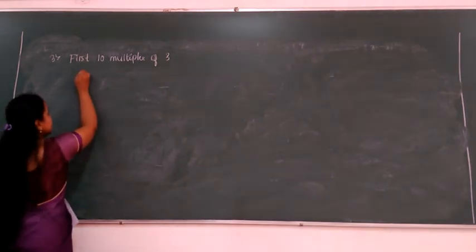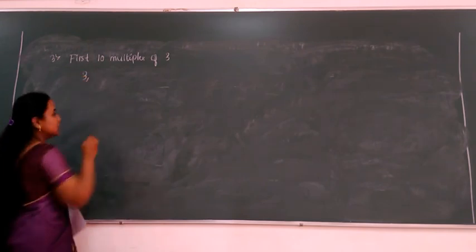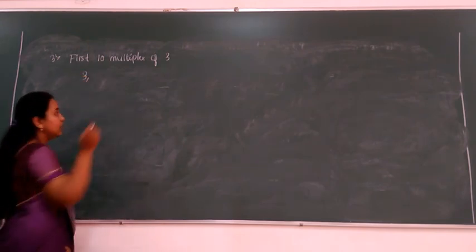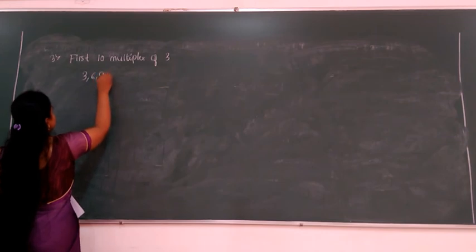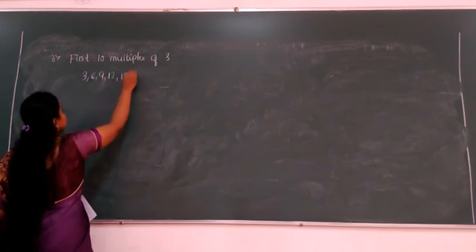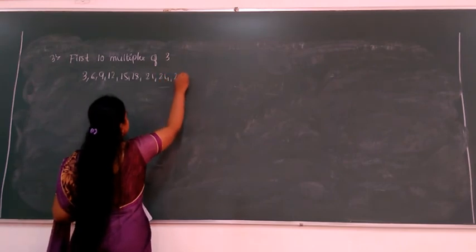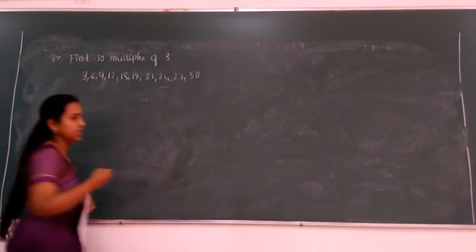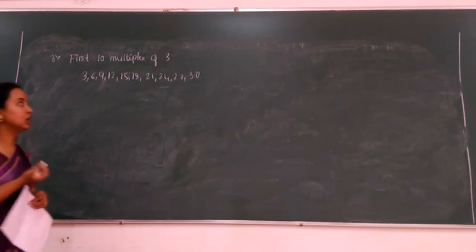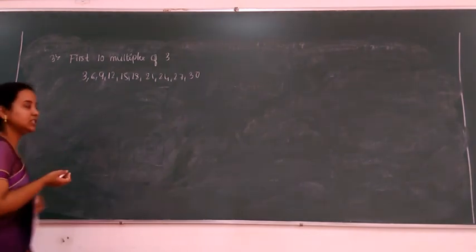So what are the first 10 multiples of 3? You just need to write the 3 table. 3, 6, 9, 12, 15, 18, 21, 24, 27, 30. So for these 10 observations, calculate the mean and variance. It is very much simple.